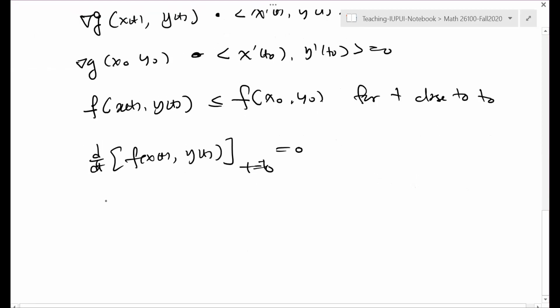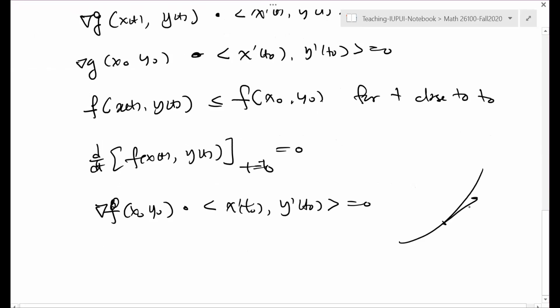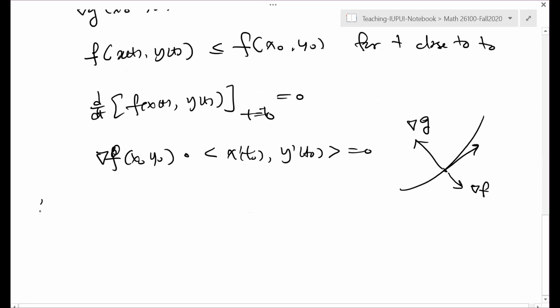But when you differentiate, this is going to be the gradient of f, and you also have this. So that means you have two vectors perpendicular to the tangent vector. This is the tangent vector. You have the gradient of g, and the gradient of f is also perpendicular, maybe in that direction. So your conclusion is the gradient of f equals lambda times the gradient of g.